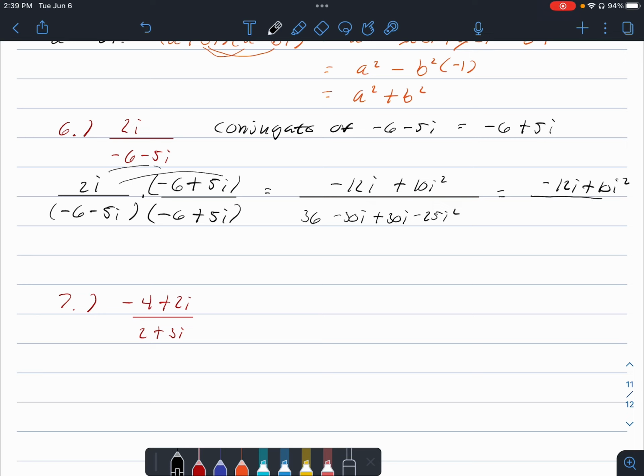Okay, in the denominator, we can eliminate this negative 30i and the 30i, because you're just adding 30i to negative 30i. And so we'll have 36 minus 25i squared. But we know that i squared is just negative 1. So this is negative 25 times a negative 1. So really we have 36 plus 25, which is just 61.